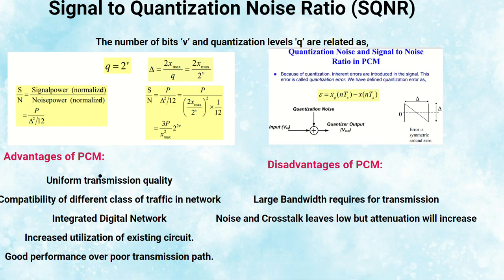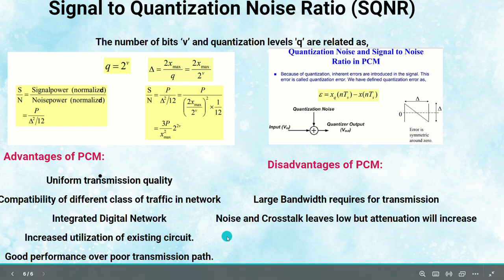And there are a few disadvantages as well. There we will find large bandwidth for transmission, and if you want to be accurate with the signal, in that case you need to have more levels, and if you increase the number of levels, in that case a large bandwidth will be required for transmission. See, and we can see the next disadvantages.